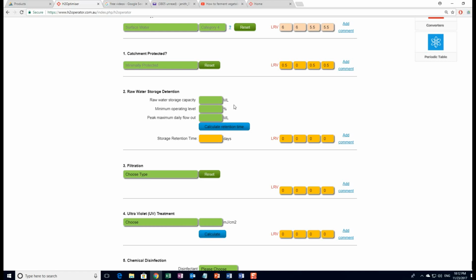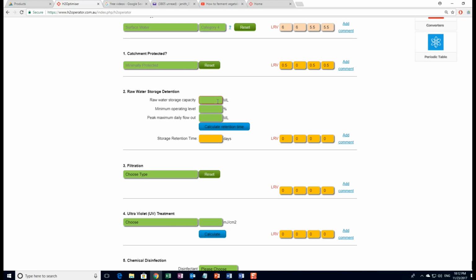Now let's look at the next step, which is the raw water storage detention. The detention in the storage gives us some log reduction credits. However, what you need to remember is that if your storage is covered, then you are not going to get any log reduction value. The reason is that if you have a covered basin, you are not going to get the natural UV irradiation into your basin, and therefore you're not going to get any microbial reduction through that process. So if you have a covered basin, I would leave that blank.